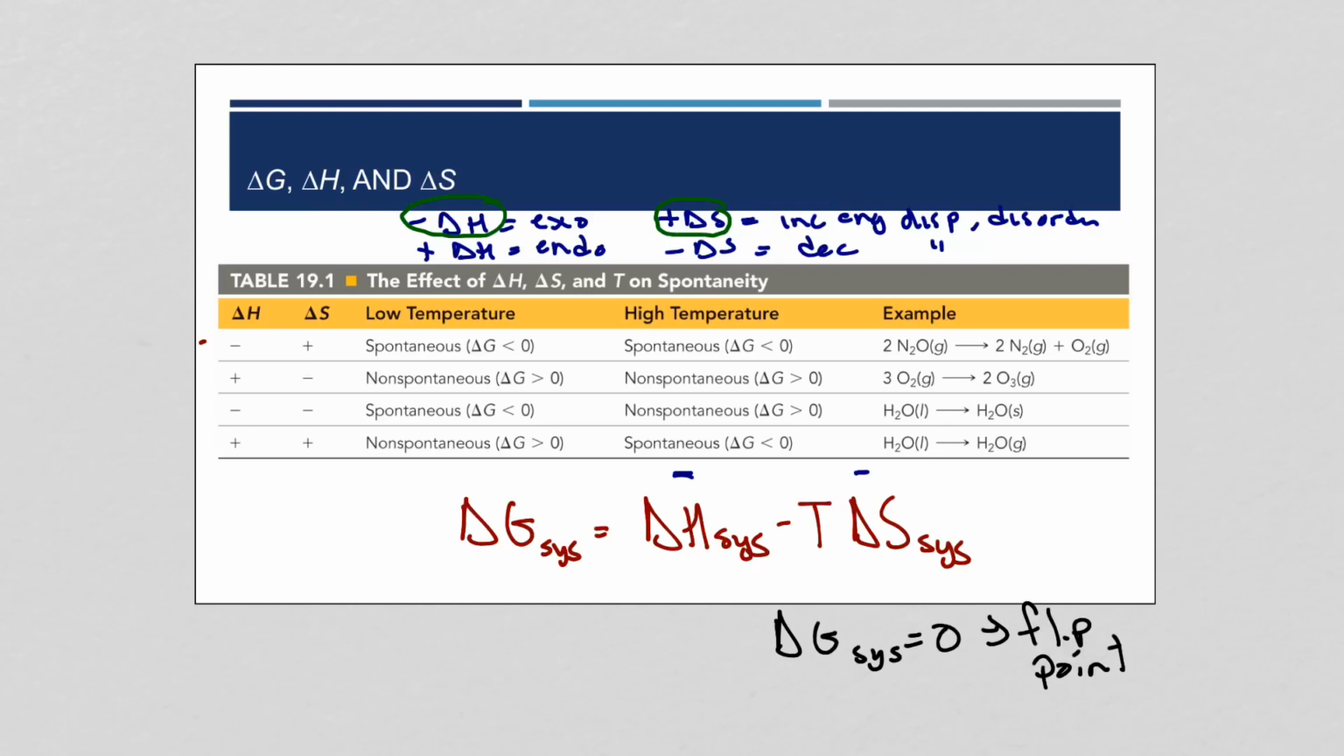So now let's look at the last example, which is if they're both positive. So in this case, we have an endothermic process, with a positive delta H. And we have an increase in entropy, right? So we have a positive delta S.